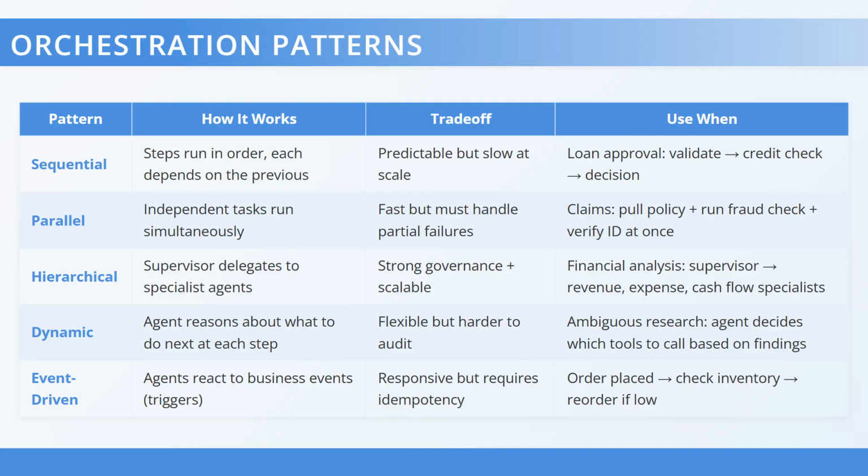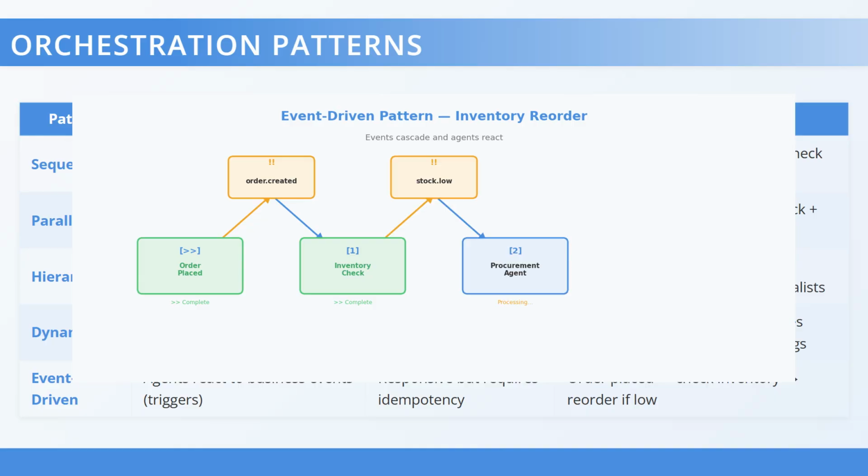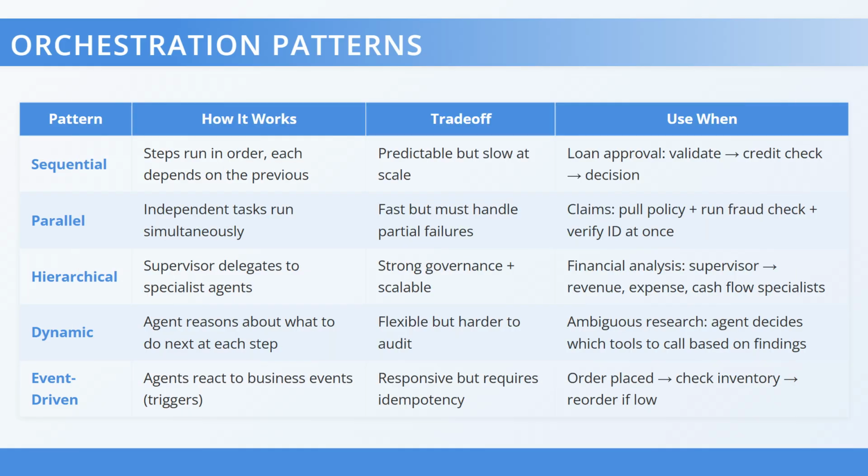Pattern 5 is event-driven. Something happens in the business and agents react. So, for instance, an order is placed, which triggers an inventory check. If stock is low, that triggers a procurement agent. If the reorder is urgent, that triggers an expedited shipping agent. Events cascade and agents respond.